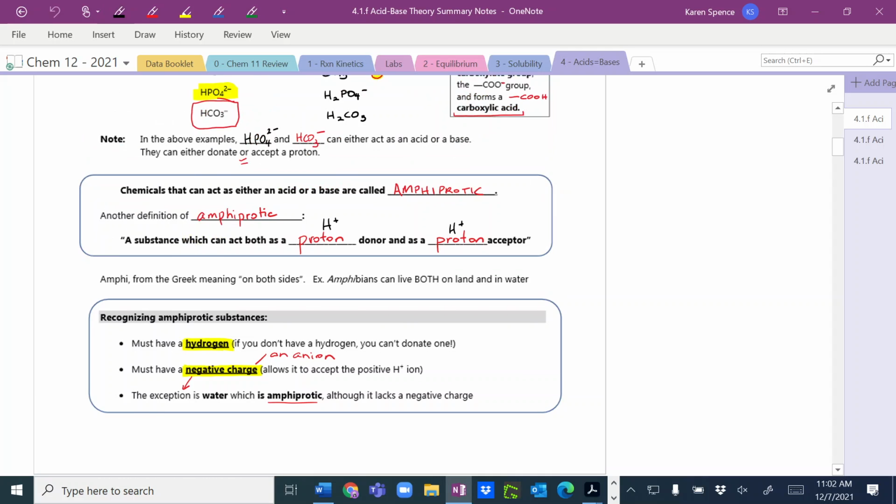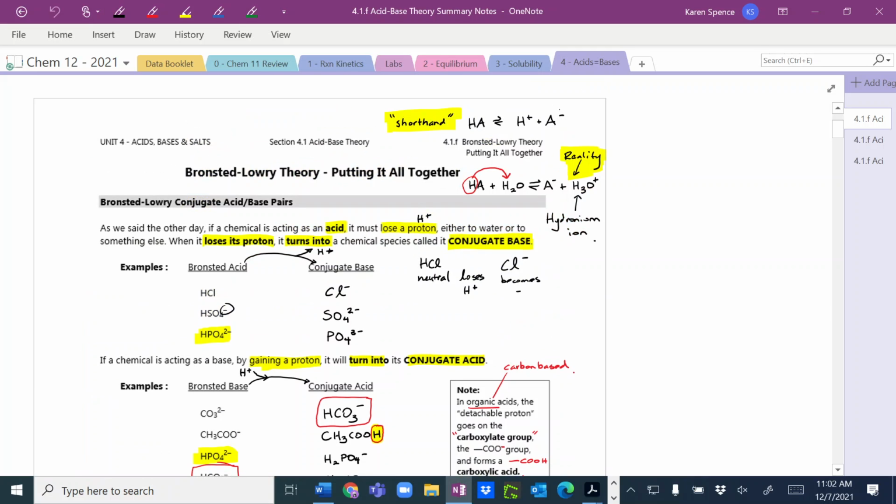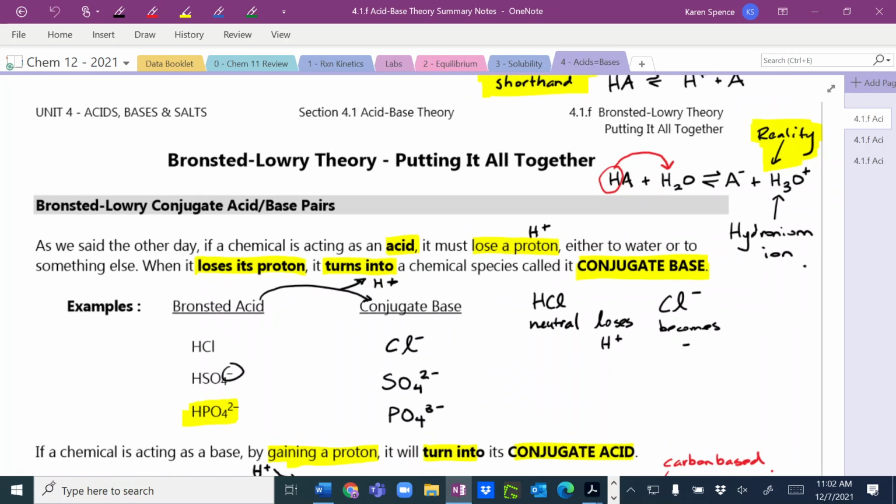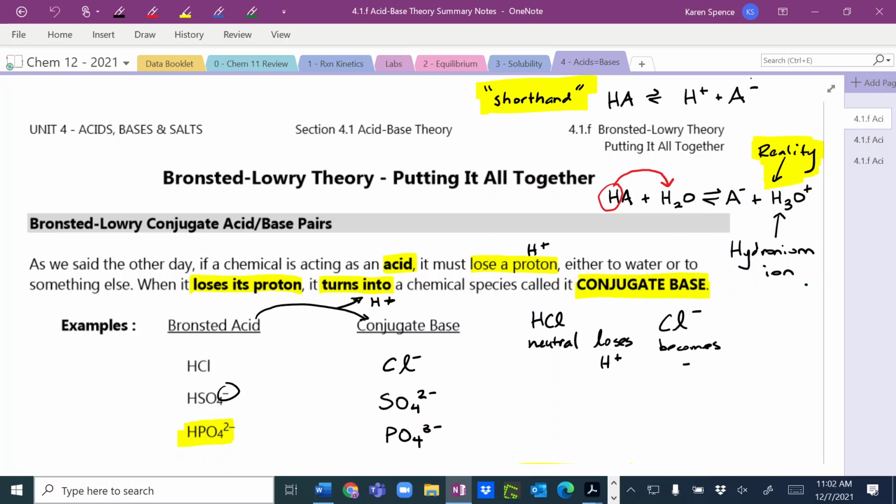Back to 4.1 F. So remember a Bronsted-Lowry acid? What do Bronsted-Lowry acids do? They give a proton away. Bronsted-Lowry acids give a proton away. Bronsted-Lowry bases do what? They take a proton.